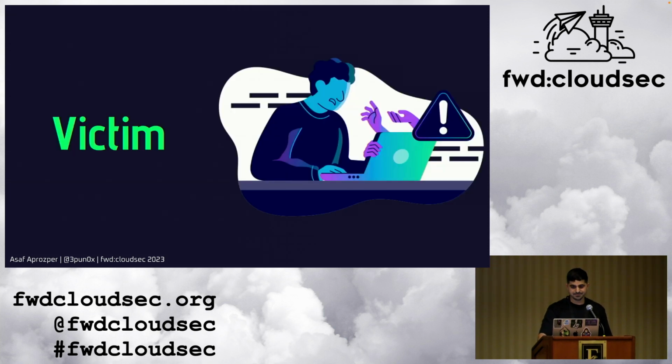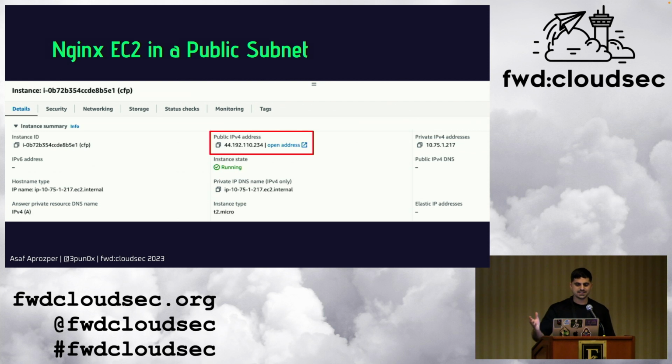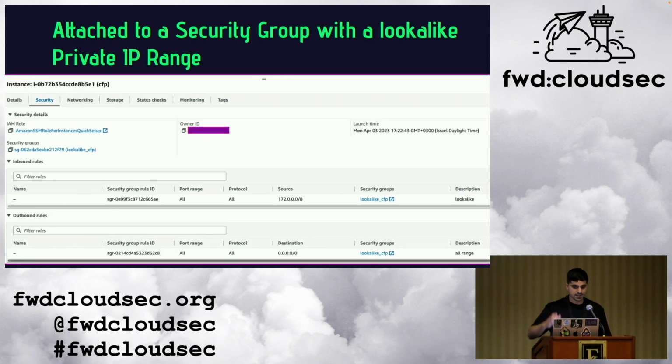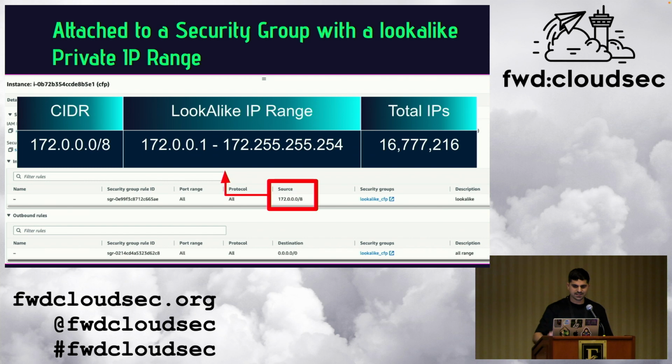And for our victim, I prepared an EC2 instance in a public subnet installed with Nginx web server. The EC2 itself was attached to a security group with the lookalike private IP range. Just a kind reminder, that range contains almost 70 million IP addresses, along with the private IP ranges, but AT&T and T-Mobile as well.